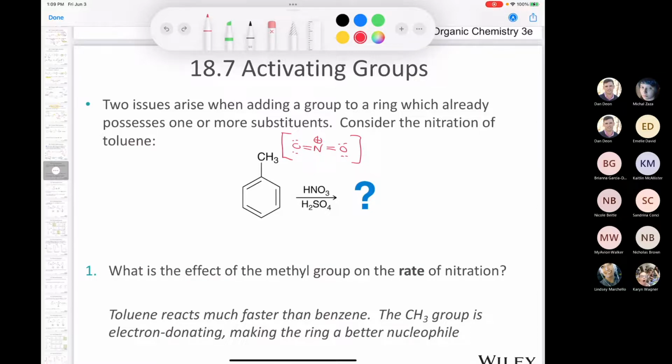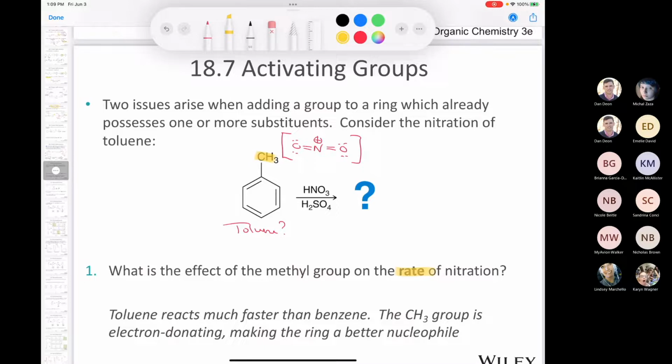Now we talked about nitration of benzene, but what about toluene? This is toluene. When we're thinking about toluene with respect to benzene, there are two questions we can ask ourselves. Number one is, what is the effect of the methyl group on the rate of the reaction? If we have this methyl group here, is it faster? Is it slower? And it says here that actually toluene reacts a lot faster than benzene.